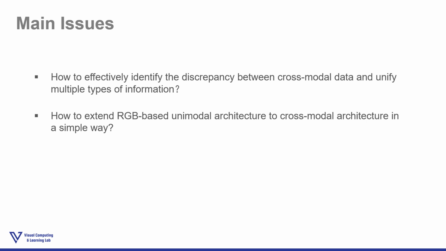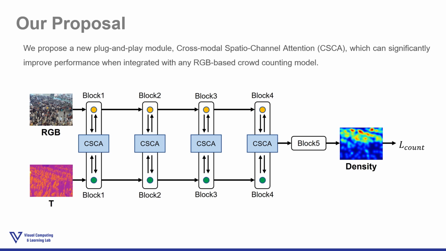Second, constructing a cross-modal model architecture from scratch usually entails a lot of trial and error. If the widely used RGB-based unimodal architecture can be extended to multimodal architecture without bells and whistles, we can relieve the effort of design choice of the model architecture. In this paper, we propose a novel plug-and-play module called CSCA block, which can significantly improve performance when integrated with any RGB-based crowd counting model.